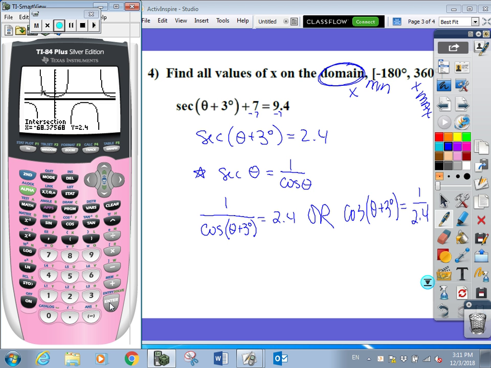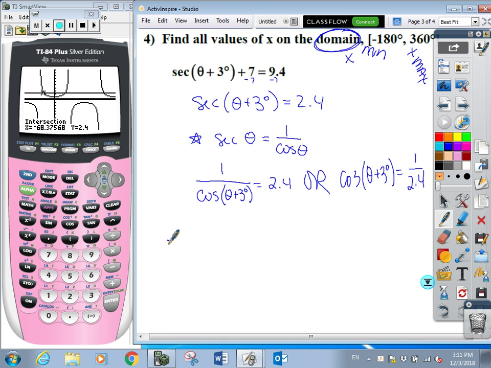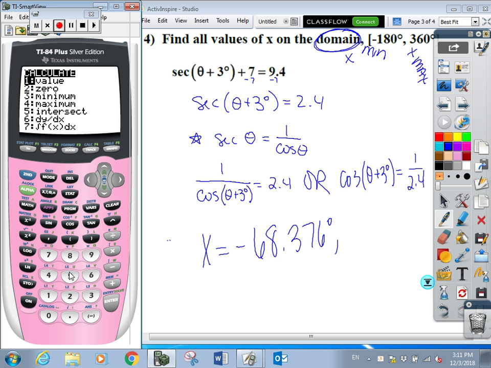And there's one of your answers, negative 68.376 degrees. And again, I don't care. The only time I care about the order of the answers is the first 3 positive. Other than that, I don't care about the order. Do that again, second trace 5. How you go from one graph to the other is just the up or down arrow.